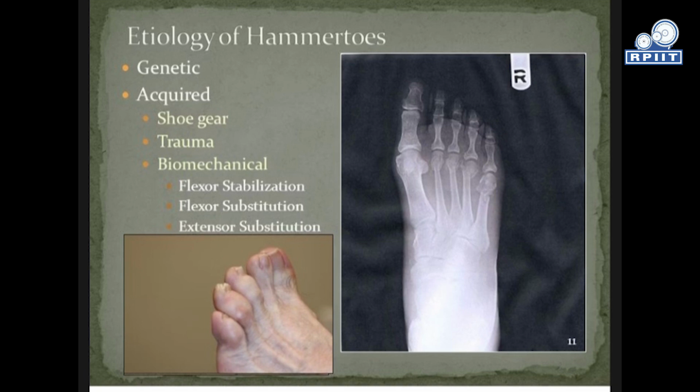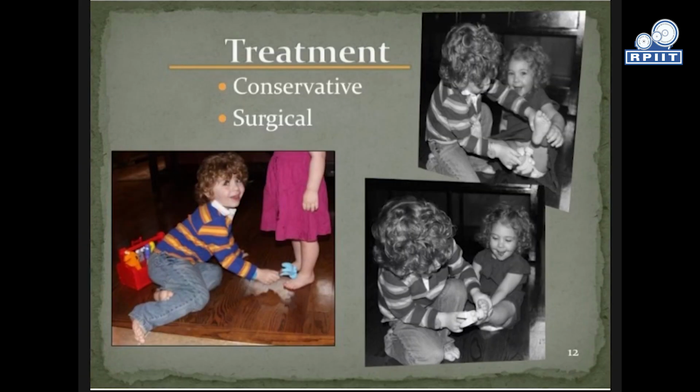Now, etiology or the causes. First is the genetic or hereditary cause, and second is the acquired cause that develops after birth, like shoe gear, trauma, tumor or biomechanical causes. There are three parts: flexor stabilization, flexor substitution or extensor substitution. Flexor stabilization means the process of making something physically stable. Or any other cause like arthritis, unusually high foot arches, or wearing shoes that don't fit properly.